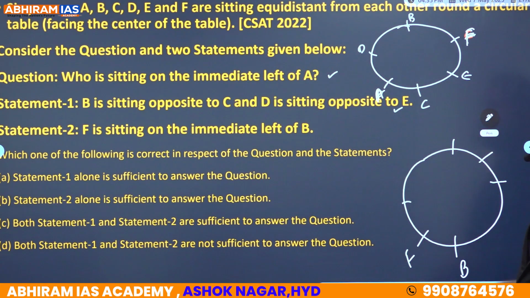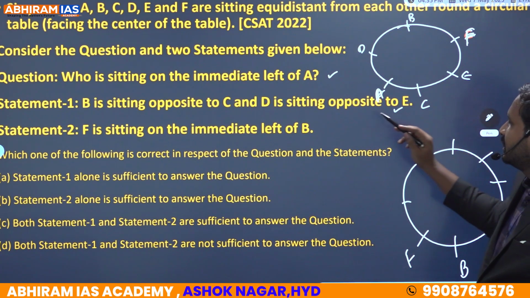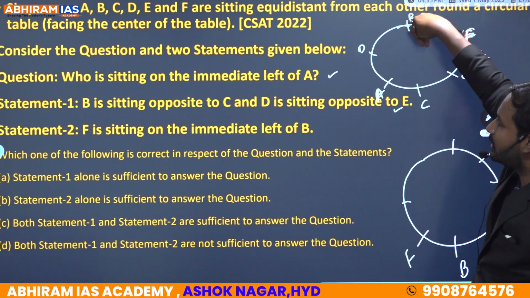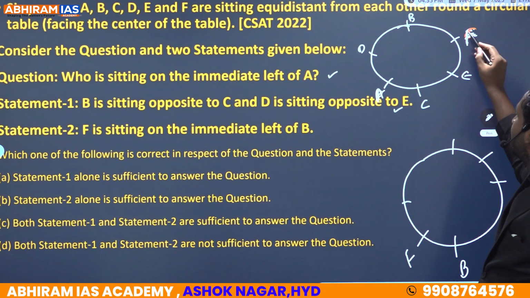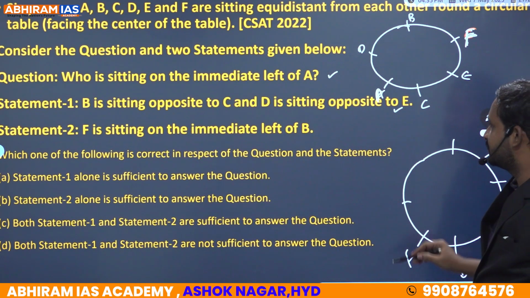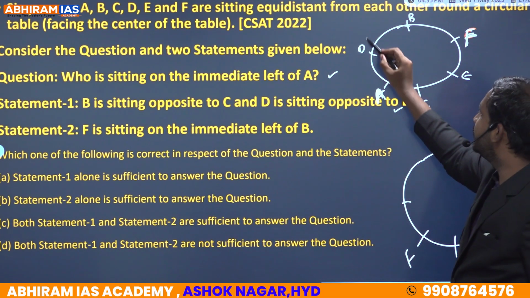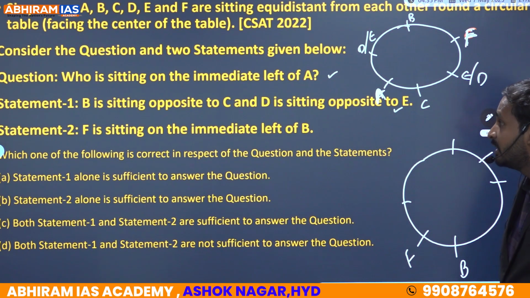Now I will try to combine these two statements. B is sitting opposite to C and F is sitting immediate left of B. Left of B, facing inward. Left means this one. F is sitting immediate left to B. Okay, I can say exactly this is F position. Then obviously A will come here. But D and E, I cannot tell exactly, because we know that those two are opposite.